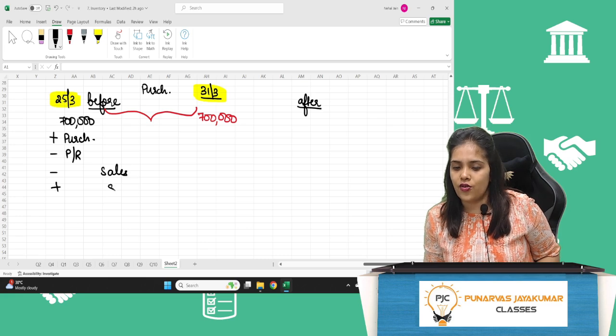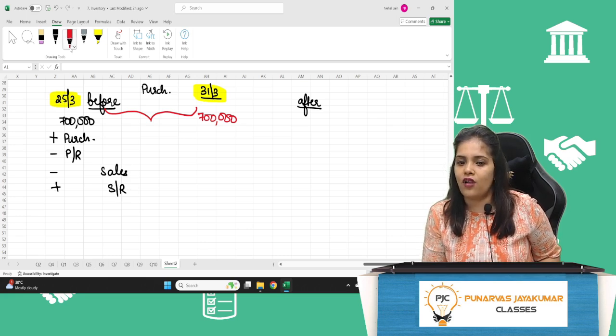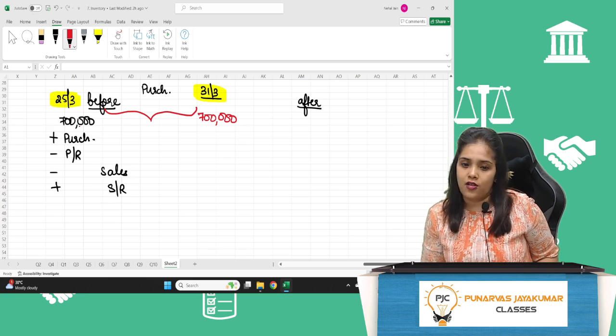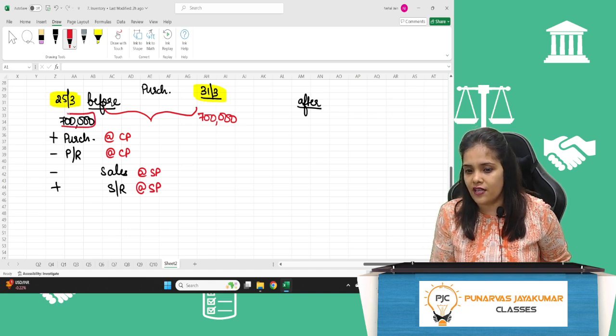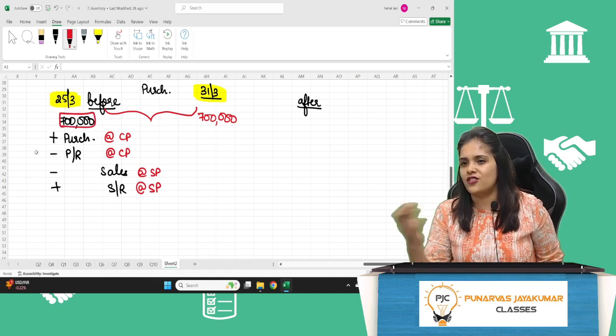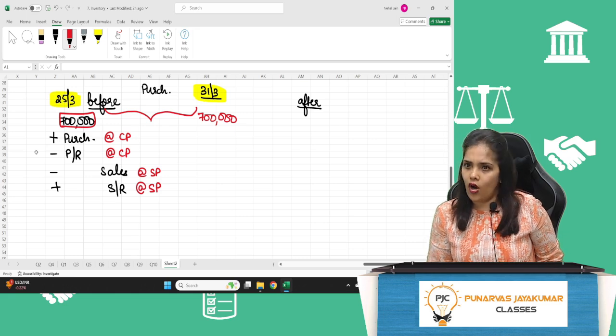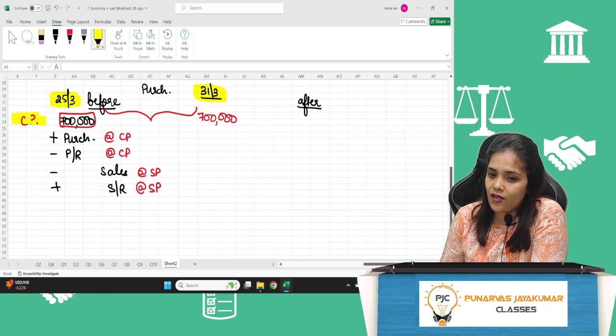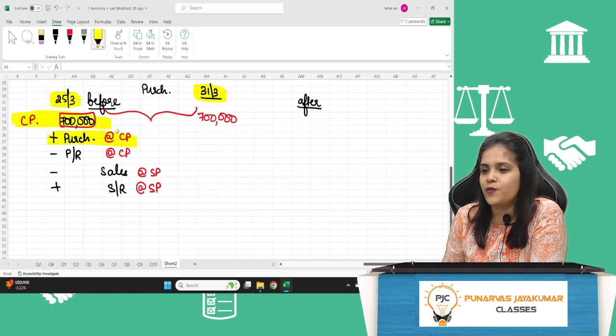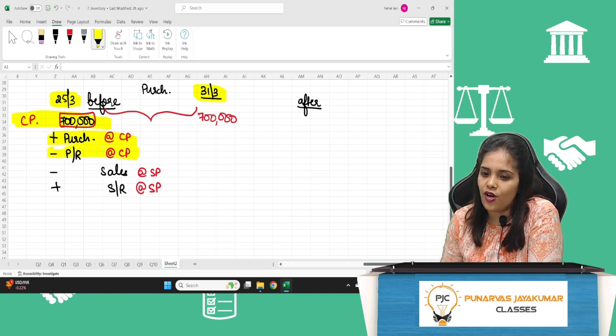Guys, one more thing you tell me. Purchases are always recorded at cost price or selling price? Cost price. Good. Purchase returns, cost price. Sales, selling price. Returns. This inventory that you would have been valued at cost or selling price? Cost, right? Inventory always at cost price. This is at cost price. You are adding at cost price, no problem. You are minusing at cost price, no problem. And selling price.